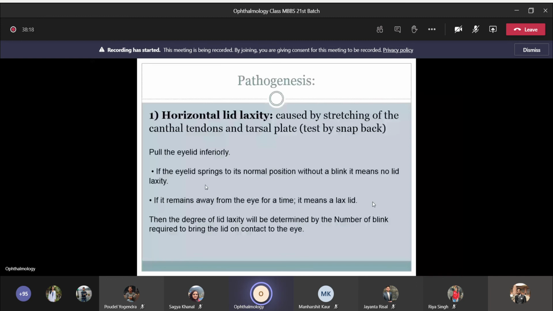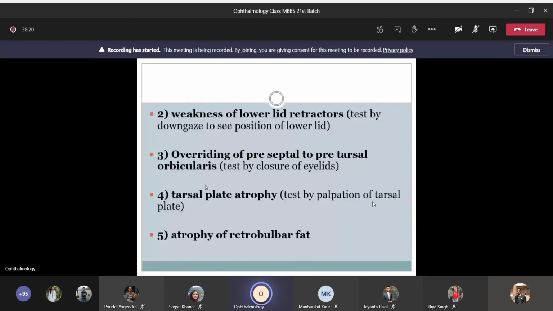And another is weakness of lower lid retractors, which is tested by down gaze to see position of lower lid. And another cause for entropion is overriding of preseptal to pretarsal orbicularis oculi muscles, tarsal plate atrophy, and atrophy of retrobulbar fat. So these five causes the entropion.